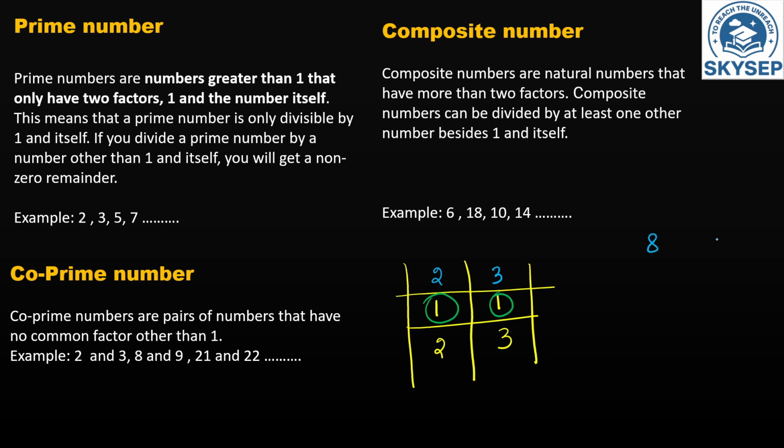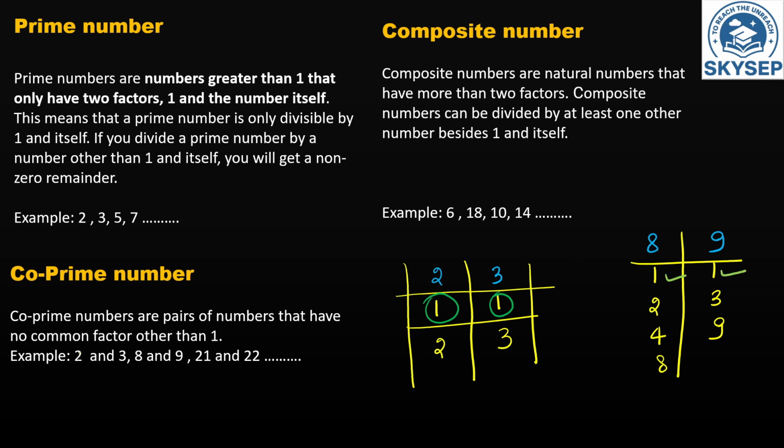Take another example, 8 and 9. Write the factors for 8. 1, 2, 4, 8. What are the factors for 9? 1, 3, 9. Correct. So what is the common element between these two numbers? Which factor is common between 8 and 9? 1, right? Okay, here also 1.